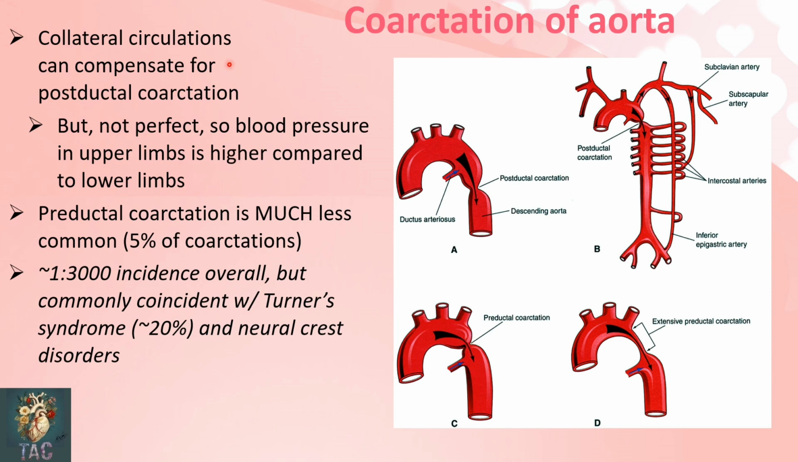Collateral circulation can compensate. In this case you can see these are the collateral vessels which appear. The ductus arteriosus always persists. Intercostal vessels are enlarged and blood is supplied to the upper limb and head and neck through these vessels.